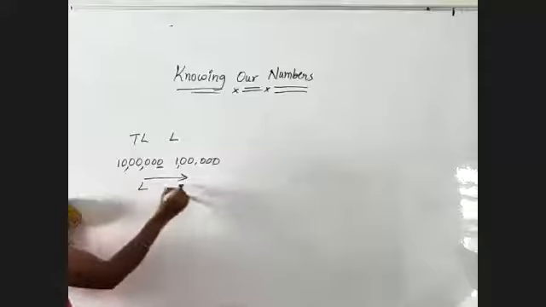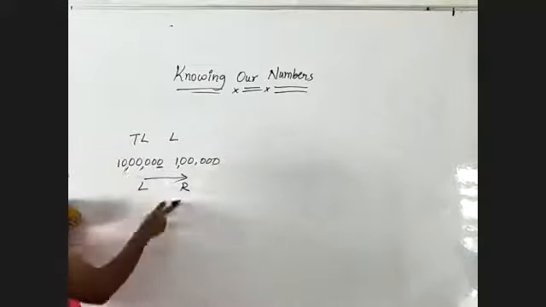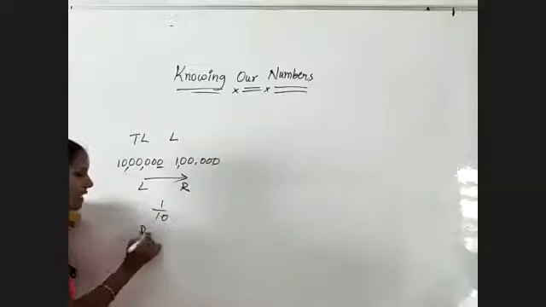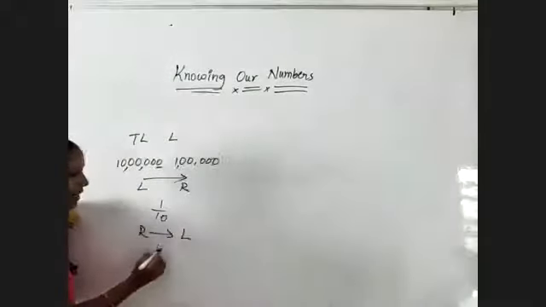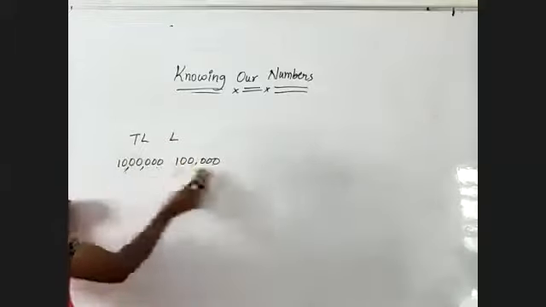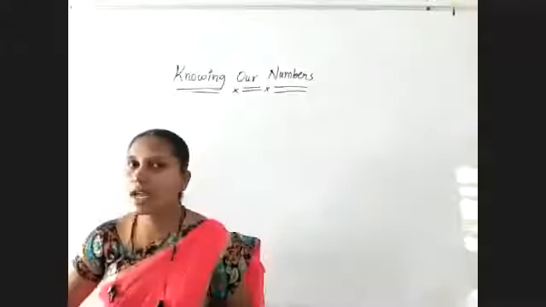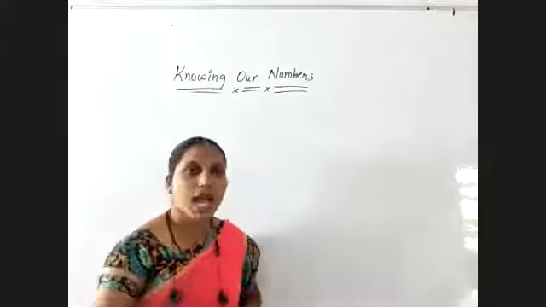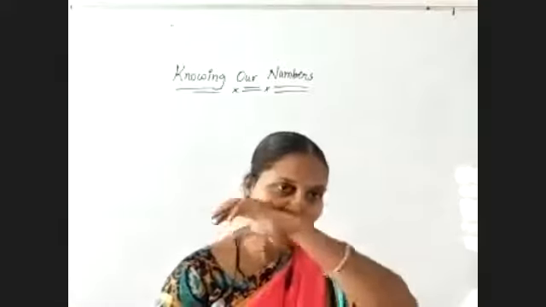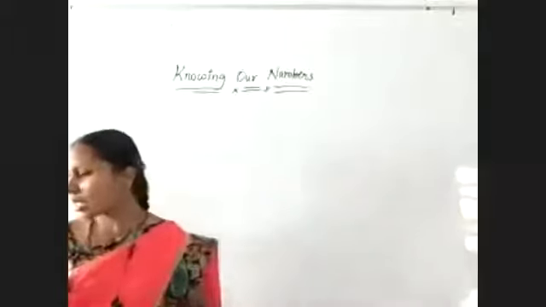So whenever I am moving from left side to right side in the place value system, it is decreased by 10 times. And when I am moving from right side to left side, it will increase by 10 times. So remember these 2 points. As we move from left to right on the number line, the place value decreases by 10 times. As we move from right to left on the number line, in the place value system, the place value increases by 10 times. So these are the main points to remember.